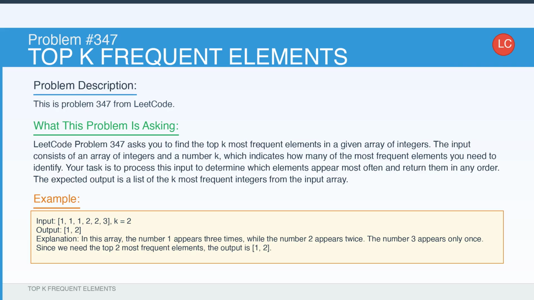To clarify, we are provided with an array of integers and a value k, which signifies how many of the most frequently occurring elements we must extract. For example, consider the input array 1, 1, 2, 2, 3 with k equal to 2. Here, the number 1 appears 3 times, the number 2 appears twice, and the number 3 only once. Thus, the two most frequent elements are 1 and 2, leading us to the output 1, 2. As we embark on this exploration, let us consider the implications and strategies for efficiently determining these frequent elements.